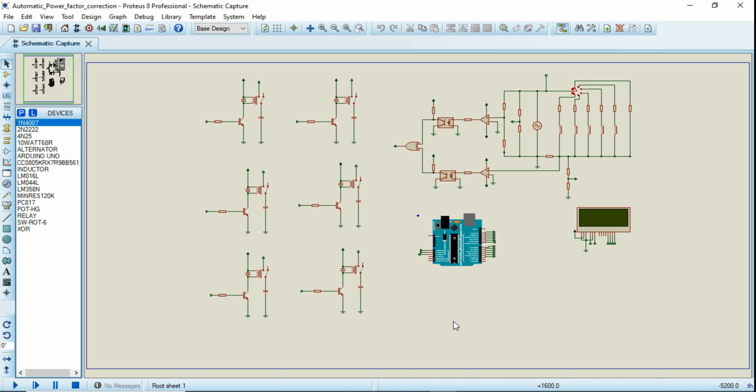I will make a separate video for programming which is used to program Arduino inside this simulation. For now, we will just focus on the components and the output results retrieved from this simulation.